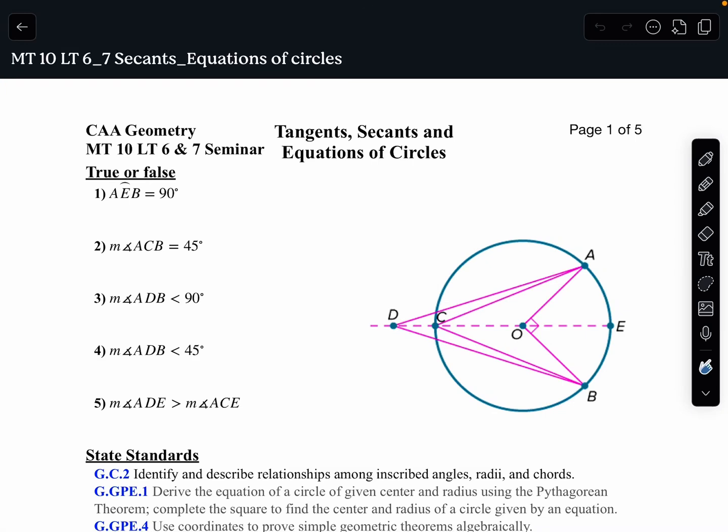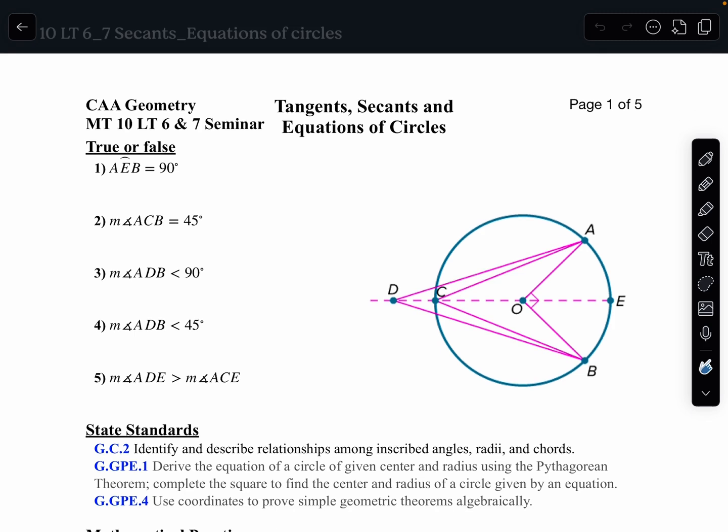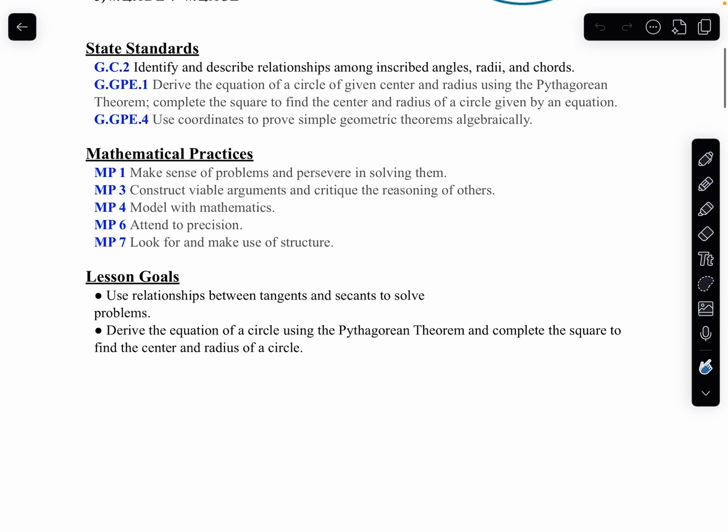In this lesson, we're going to be looking at tangents, secants, and equations of circles. This is MT10, LT6 and 7. Do the first 5 questions, then we'll go over them in class, just to get your knowledge ready for the rest of the lesson.